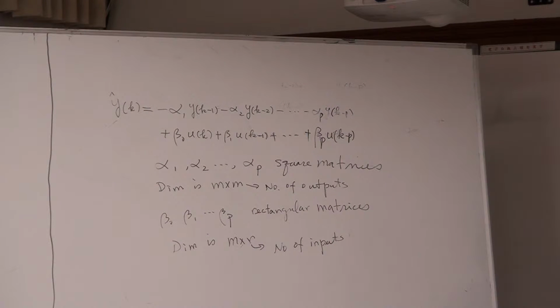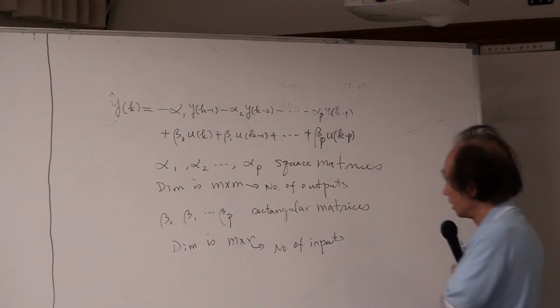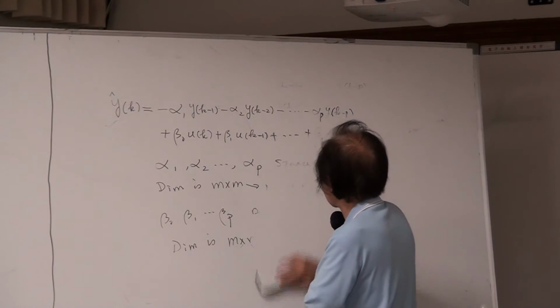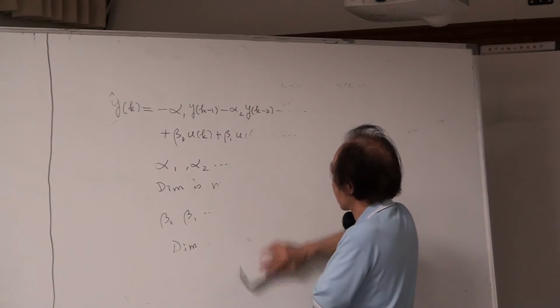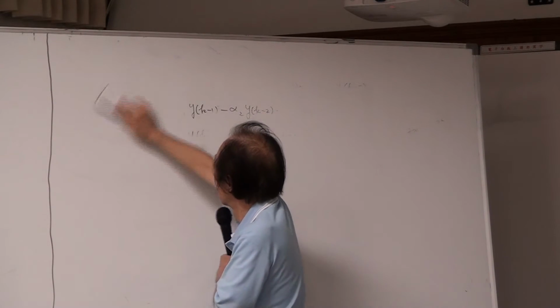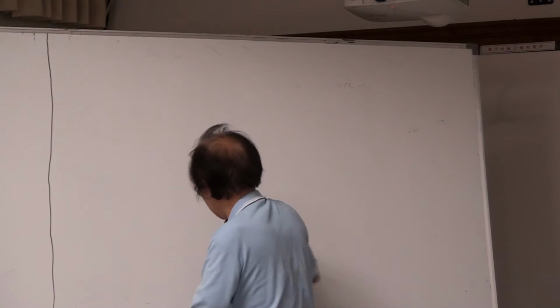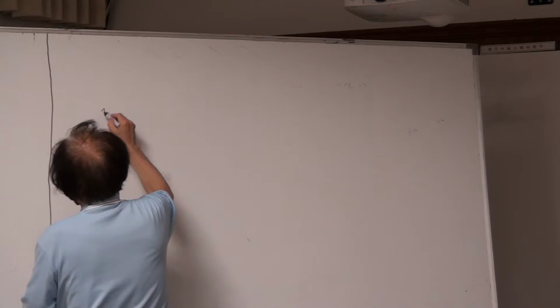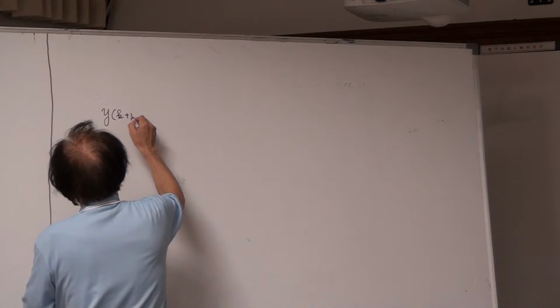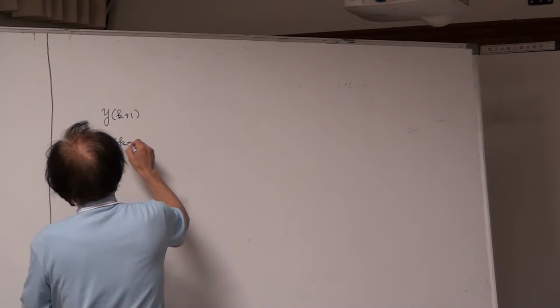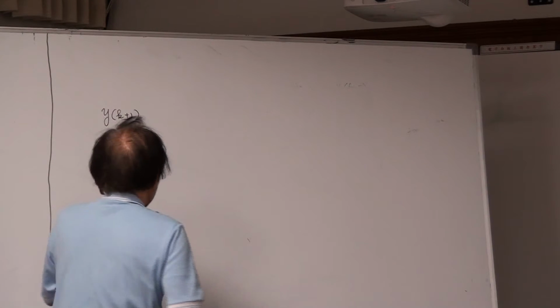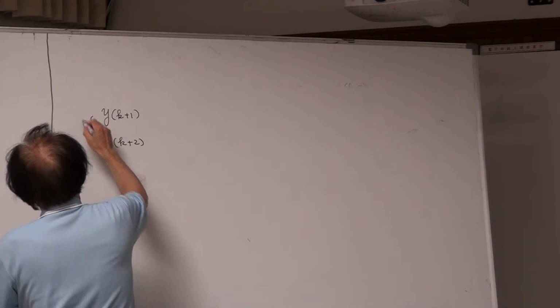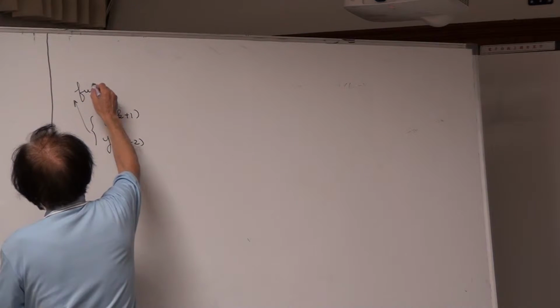Now, if you look at k plus 1, k plus 2, and yk plus 1 and yk plus 2, look at this. If you look at yk plus 1 and yk plus 2, now look at this, I can look at this as my future output.